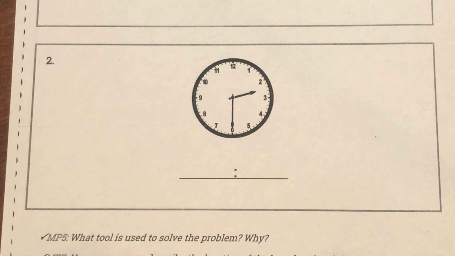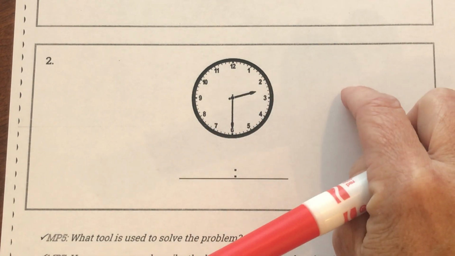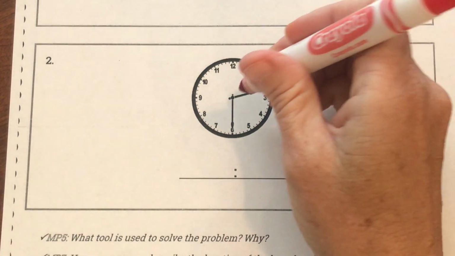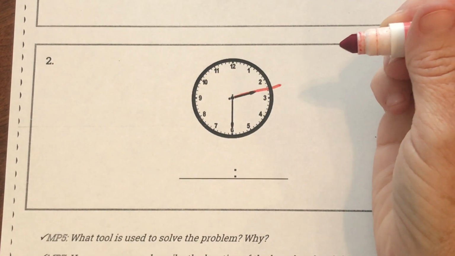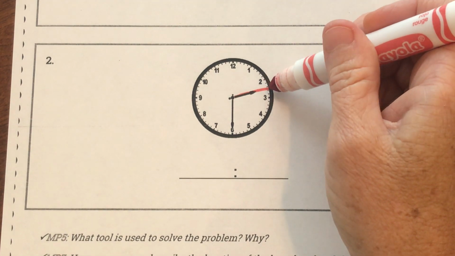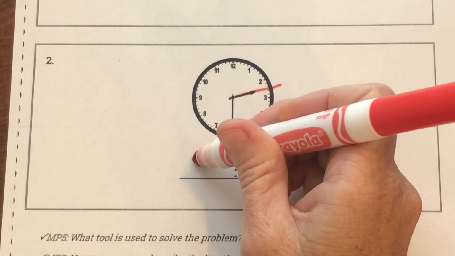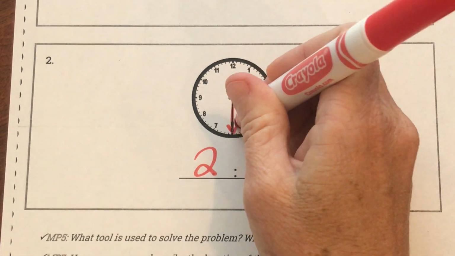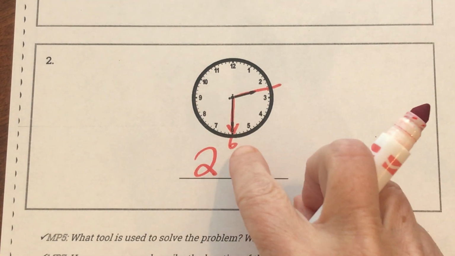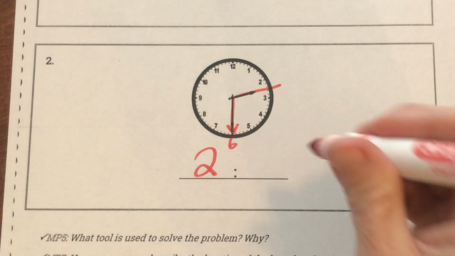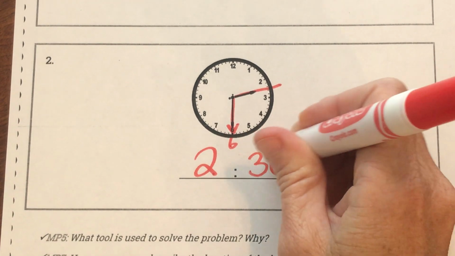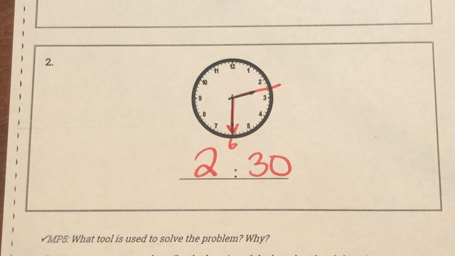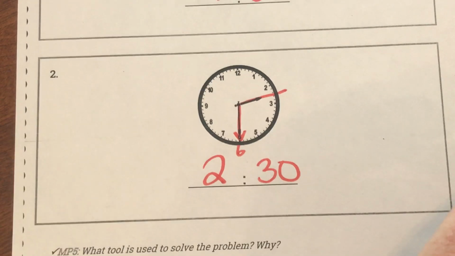Okay, let's look at another one. On here, what I see is my 2 hands on my analog clock, and my short hour hand is between my 2 and 3. So that means that it's more than 2, but it's not 3 yet. So we're gonna say it's 2 as my hour, and then my minute hand is on the 6, which means it's a half hour, which is equivalent or equal to 30 minutes. So this is 2:30 on a digital clock.